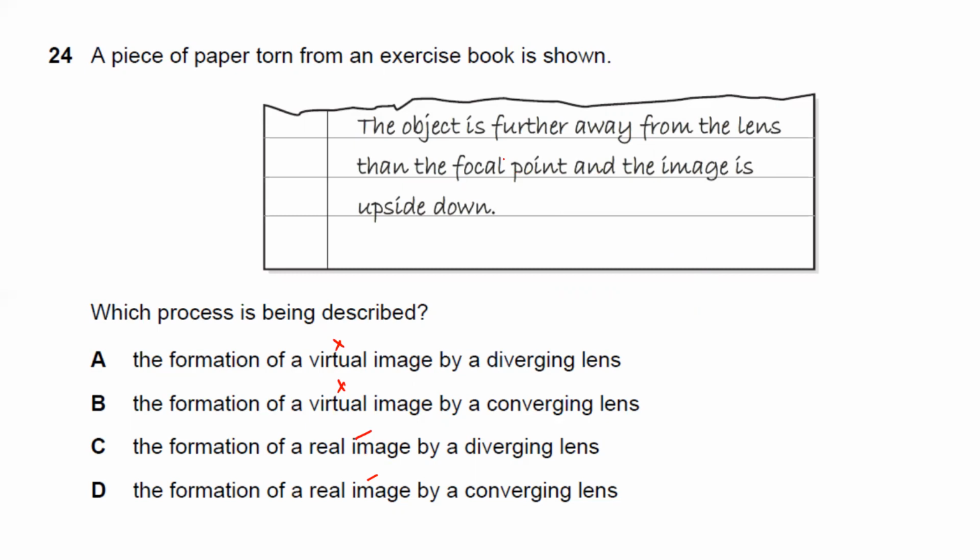Okay, now let's see. The object is far away from a lens. So the object is somewhere far away from the lens, and this is the focal point of the lens. The image is upside down, something like this. So we can say that it's a converging lens. If we have a diverging lens, for example, like this, and the object is far away from the focal length, the image will be again on the same side of the lens and would be vertical. So eventually we have answer D as the best choice in this case. It's talking about a converging lens and the formation of a real image.